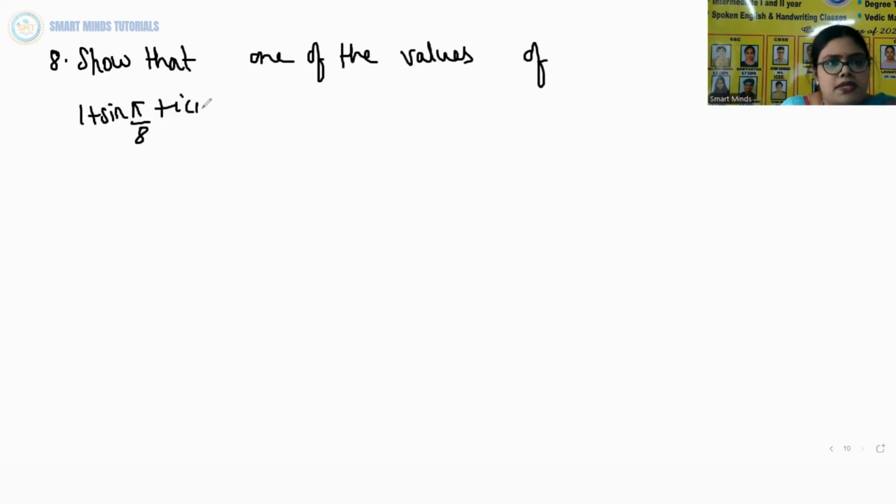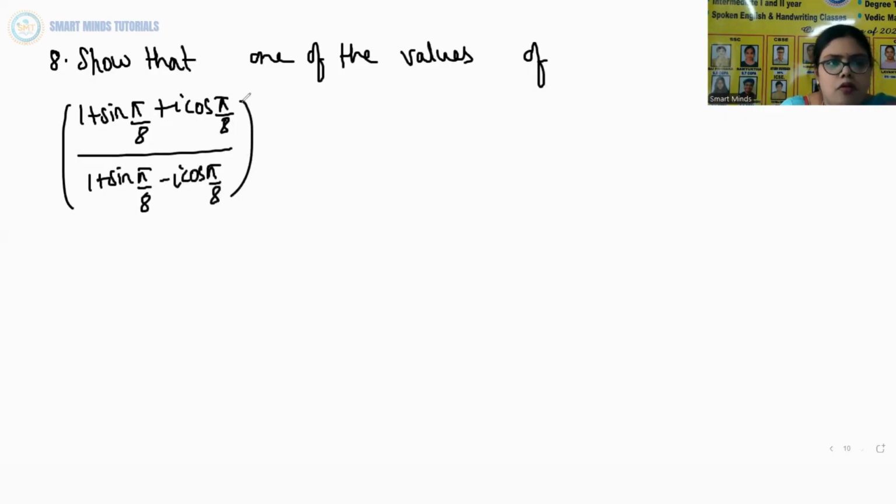Show that one of the values of ((1 + sin π/8 + i cos π/8) / (1 + sin π/8 − i cos π/8))^(8/3) is −1. So first let us take only the bracket.